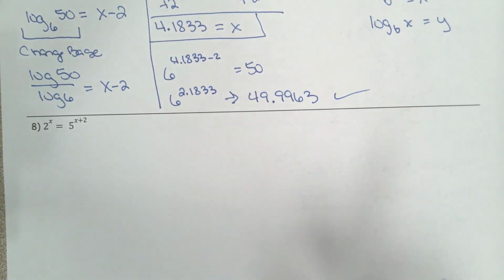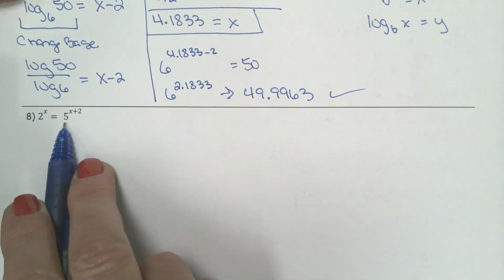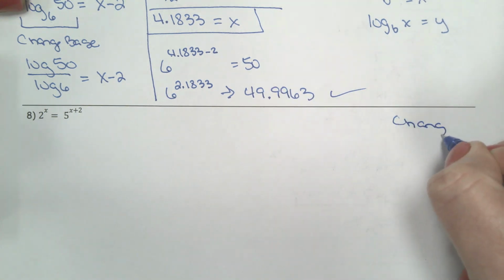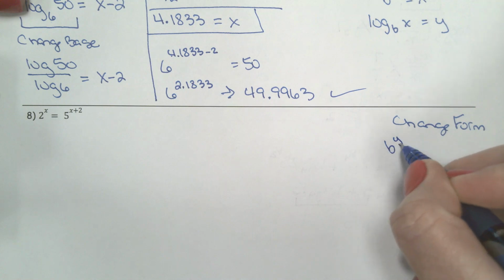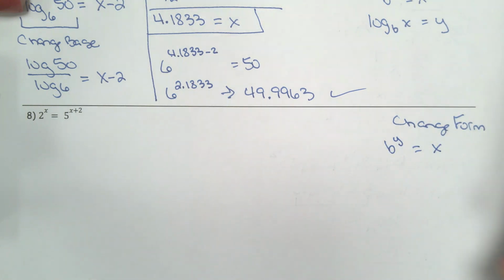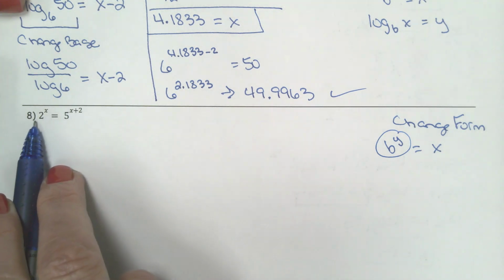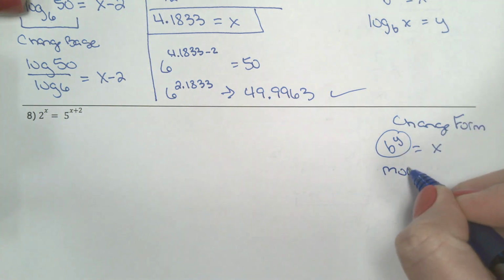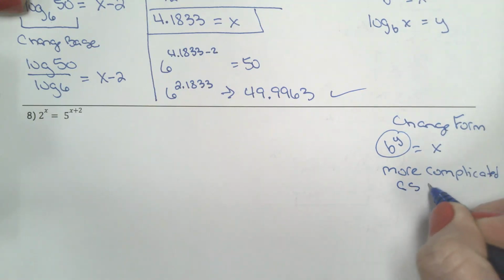On number 8, I have a 2 and a 5. I cannot write 5 as 2 to some exponent. So if you can't do that, then change form. Try to change it into a logarithm and see if you can work with it. When you have b to the y equals x, they each have an exponent, and you're like, I don't know if it should be the 2 to the x or the 5 to the x plus 2. We're going to use the more complicated one as your b to the y.